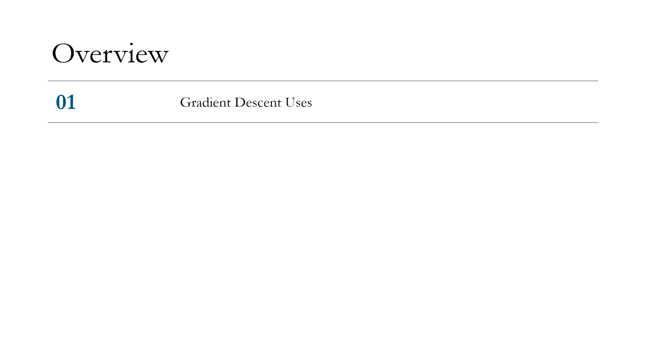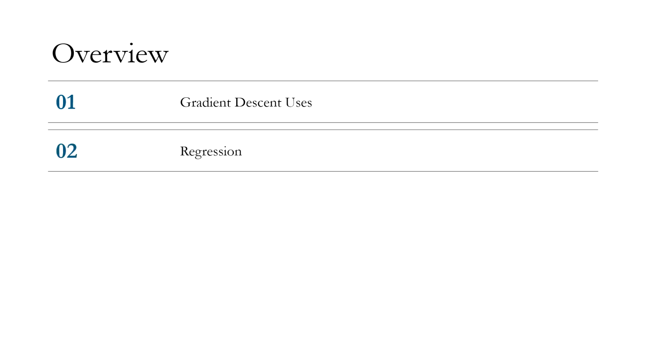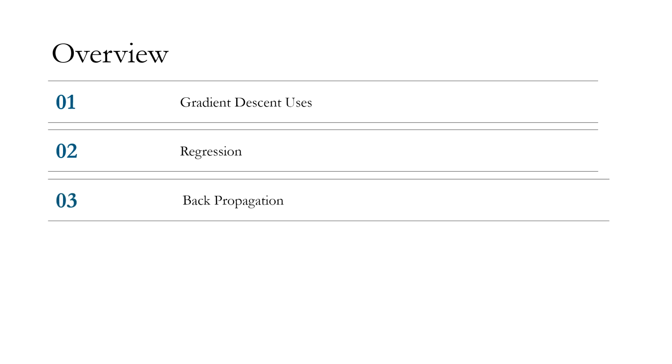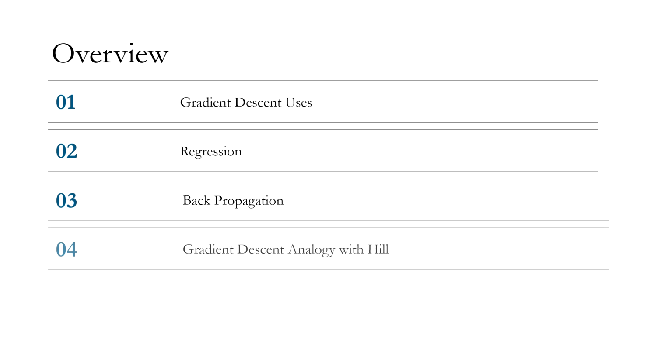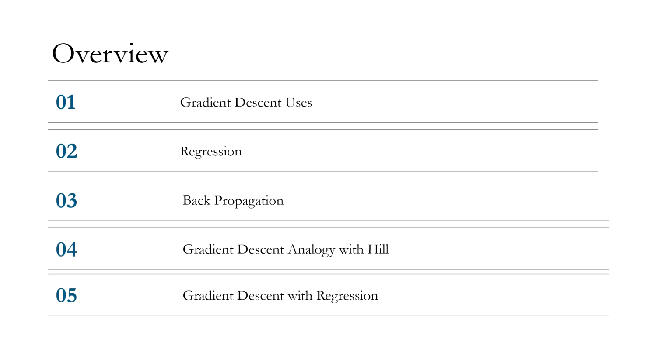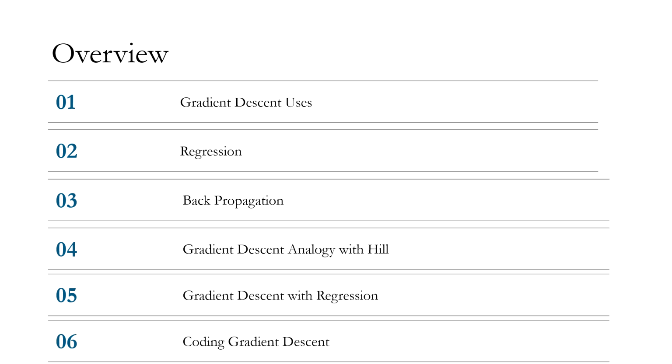So here's an overview of what I'm going to be talking about. First, gradient descent uses. Second, we're going to be applying gradient descent to regression. A little bit of a review of backpropagation. Gradient descent analogy using a hill. Finally, gradient descent with the regression, and then coding gradient descent.